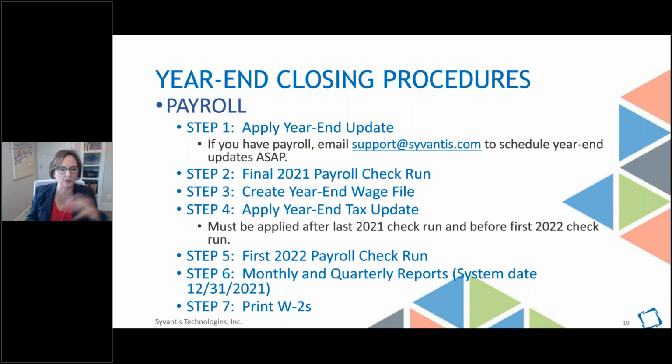So then what you do is your first 2022 check run, and then you'll run all your monthly and quarterly reports. Make sure when you run those reports, your system date is 12/31/2021, because then it'll give you Q4 reports. And finally, print your W-2s when you're ready to do that. Again, this is in our year-end closing procedures information that we provide as well.